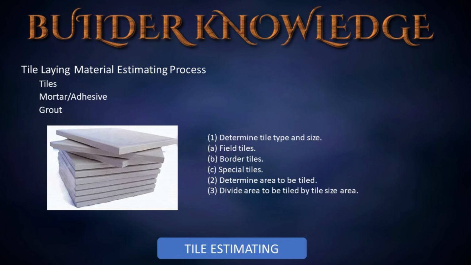We are finally at the last section. Tile laying material estimating process. Starting with the tiles. Determine tile type and size that you want to use. Then field tiles and border tiles. Your border tiles can be of a different shape or color. And then special tiles, these could be a special bullnose around the edges.